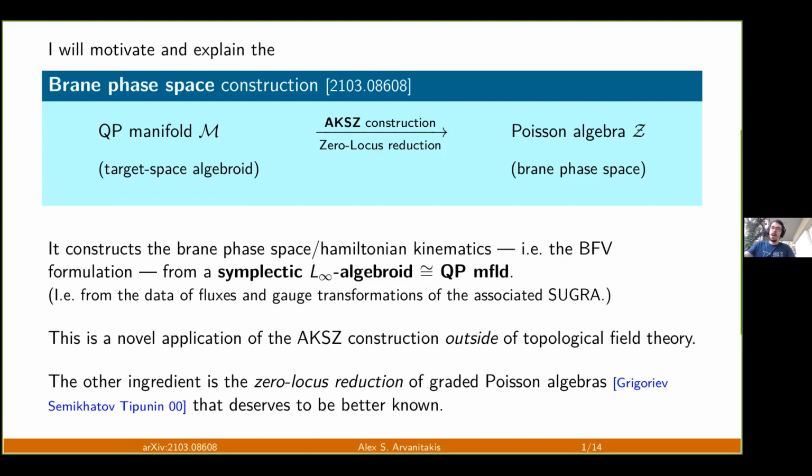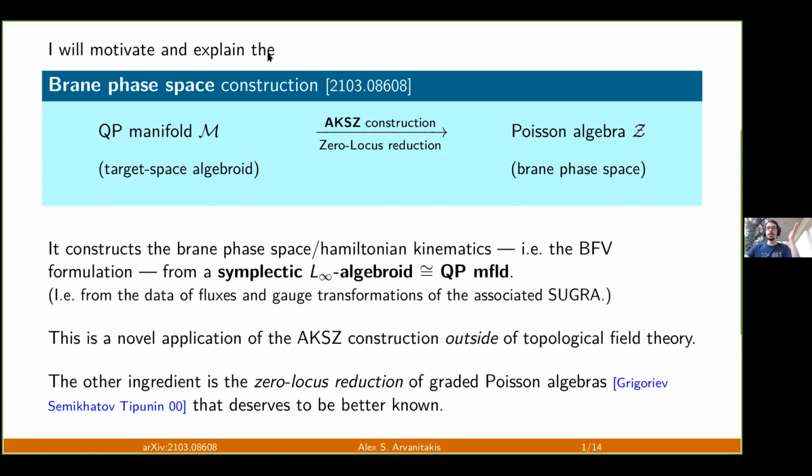Okay, and the tools to be used in this construction are the AKZ construction of topological field theories from the same QP manifold data, plus this not really novel but apparently extremely obscure ingredient, which is the zero locus reduction of graded Poisson algebras due to these lovely people, which has not been used by anyone else to my knowledge. So I think this deserves to be better known.